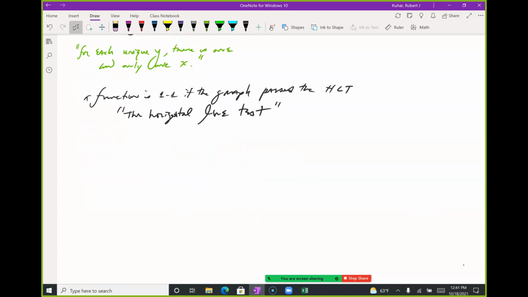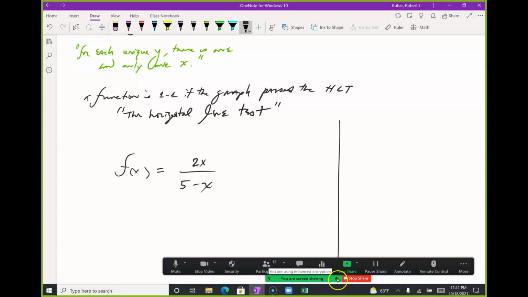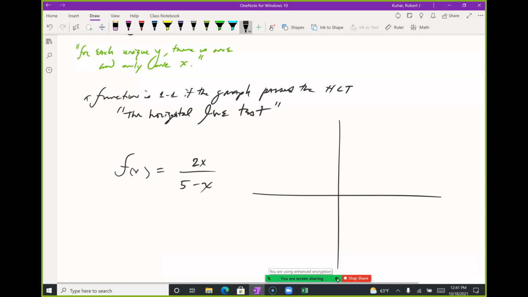So for example, if I look at f of x is 2x over 5 minus x, right? What's my horizontal asymptote here? 2 over 5. Mm-mm. 1. Nope.